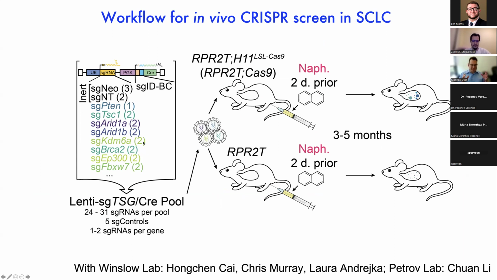But the nice thing is this could be delivered in a pool, and then mice are intratracheally injected. This is in RPR2 mice with Cas9 or without Cas9 as a control, with this virus, treated with naphthalene a couple days prior, and then basically looking at the tumors at the end time point. And what they did, as with any screen approach, is take the whole lungs here and do sequencing for guide representation.